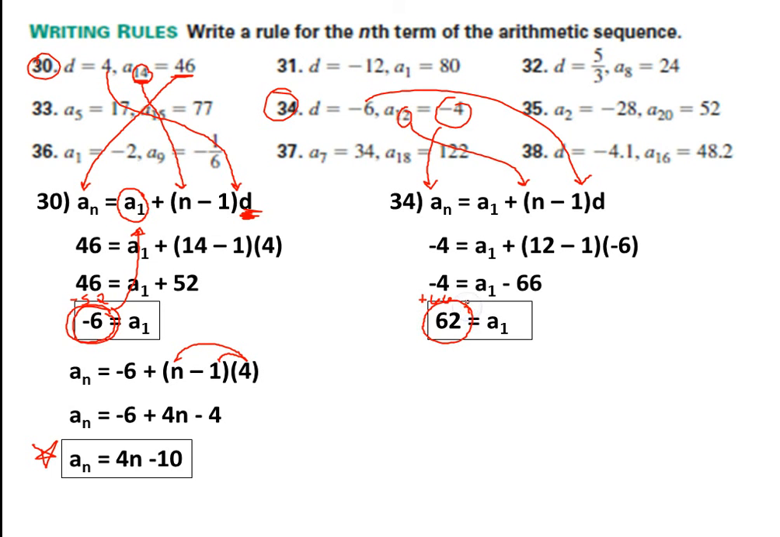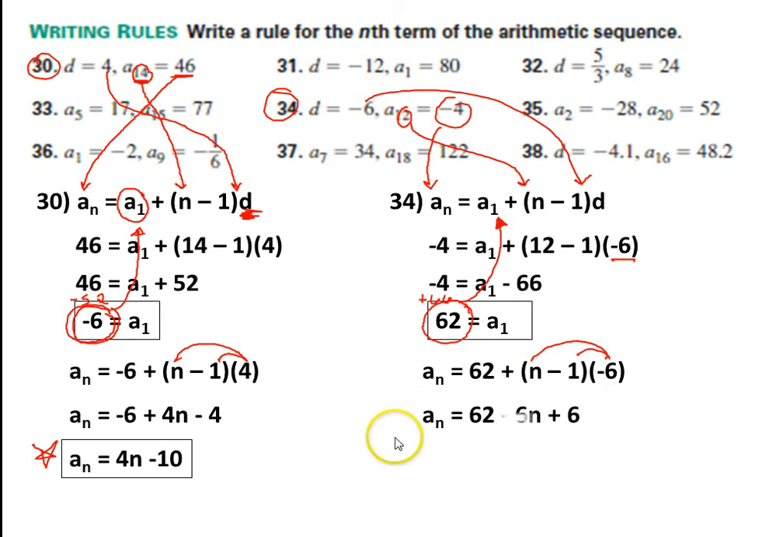Okay, again, go backwards to find your equation. Now we're plugging that in. So we needed a1, we didn't have it, so now we're plugging it back in. So a sub n equals 62 plus n minus 1, and we already said our d was negative 6. Pull it in to get our equation, negative 6n plus 6. So 62 and 6 give us negative 6n plus 68.